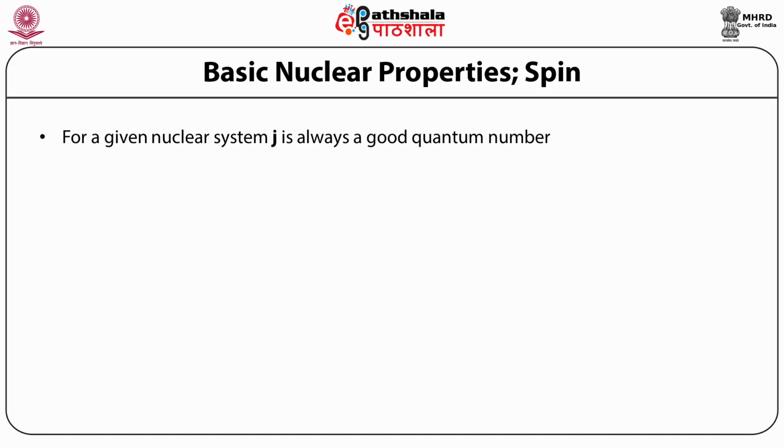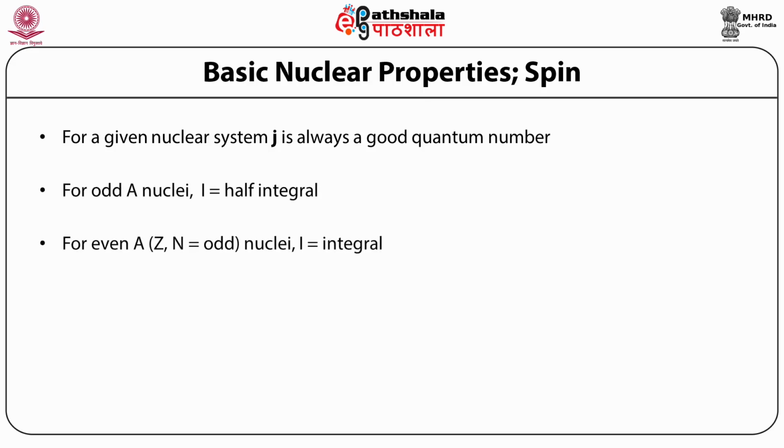Now this J, depending upon the number of nucleons inside the nucleus, can be half integral or integral. For example, for odd A nuclei, I is equal to half integral. For even A nuclei in which Z and N both are odd, I is integral, that is spin is integral. For even A nuclei in which Z and N both are even, the spin is equal to 0.